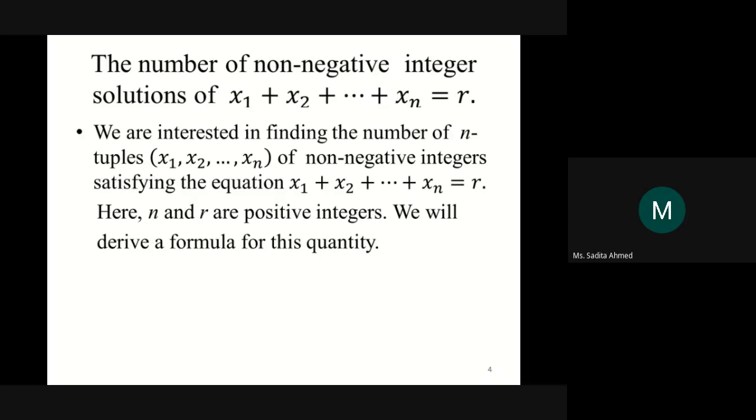What would be the length of these bit strings, guys? Miss, r plus n minus 1. Very good. R plus n minus 1, or n plus r minus 1. All right. So the length of these bit strings would be n plus r minus 1.